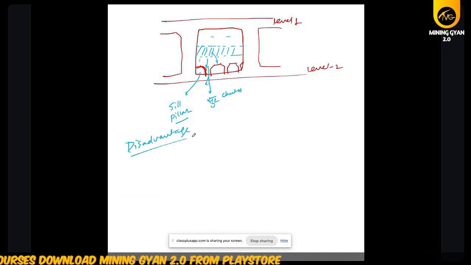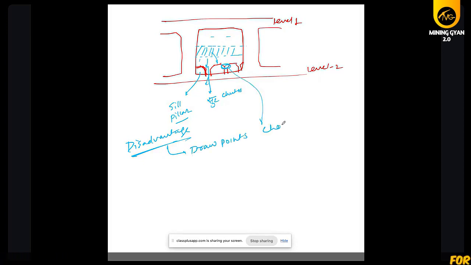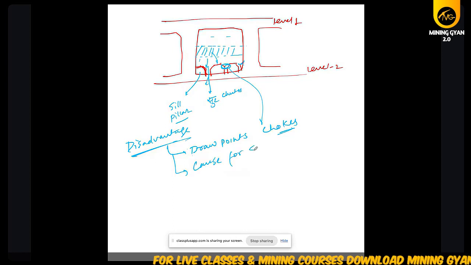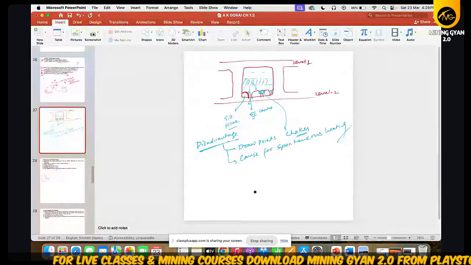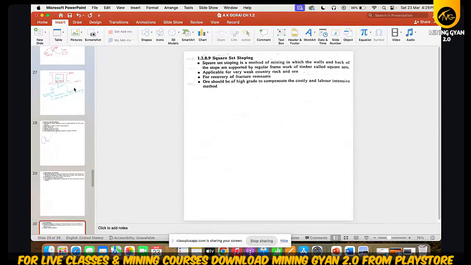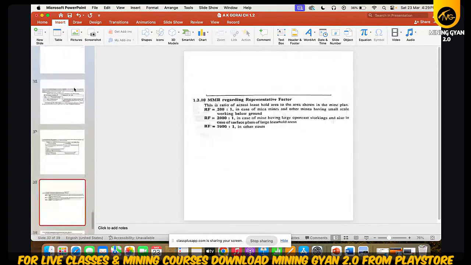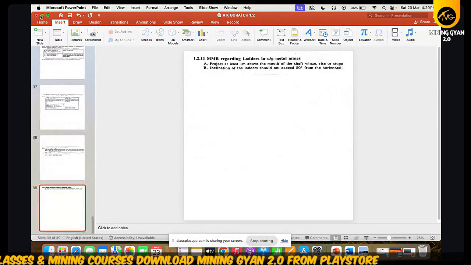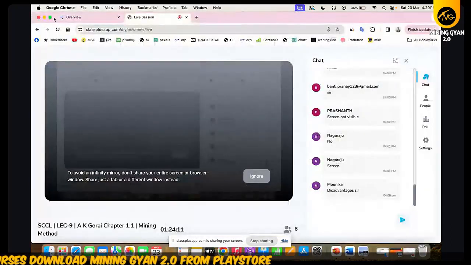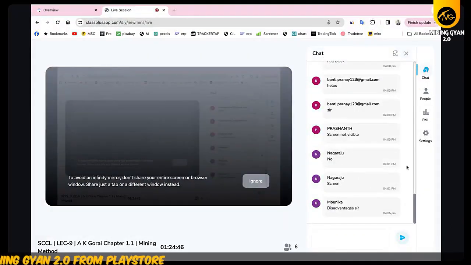Disadvantage of the shrinkage stoping method: these are the draw points. Here the draw points sometimes choke. If these draw points choke, it can cause spontaneous heating. Okay, so cut and fill, square set stoping, then block caving, sublevel caving method. Okay, so tomorrow we will discuss the remaining methods, only 2 or 3, tomorrow we will discuss the remaining 2-3 methods.